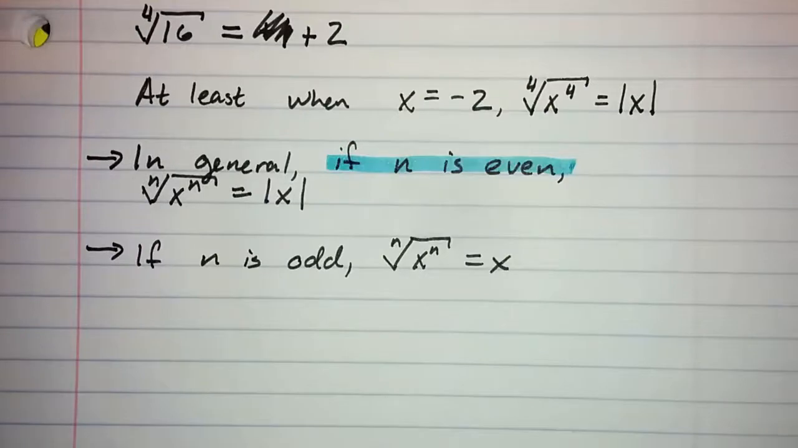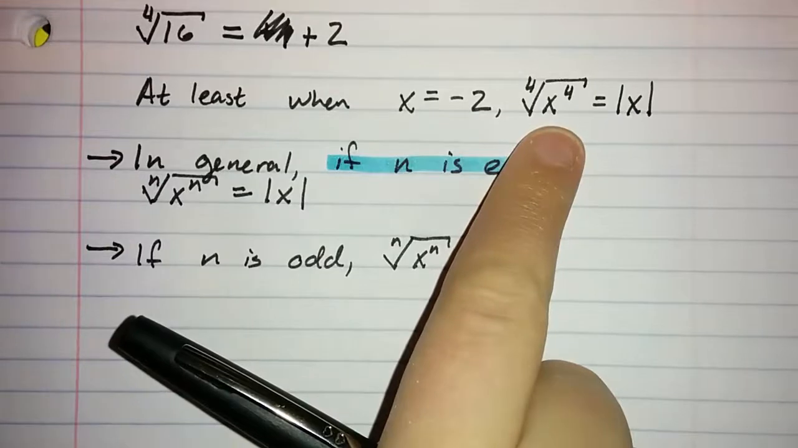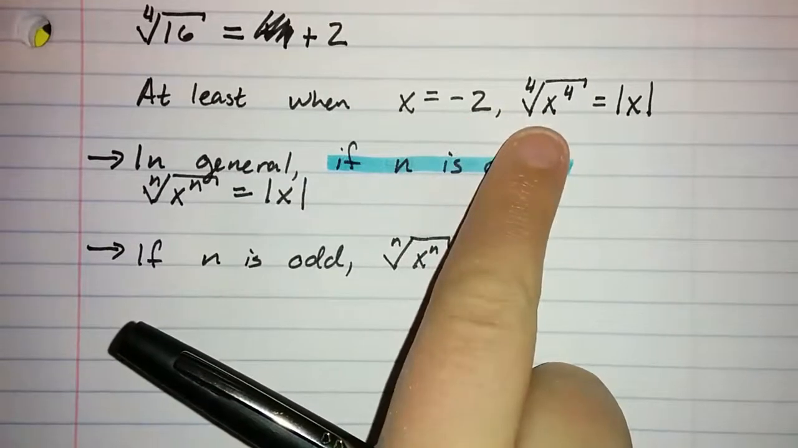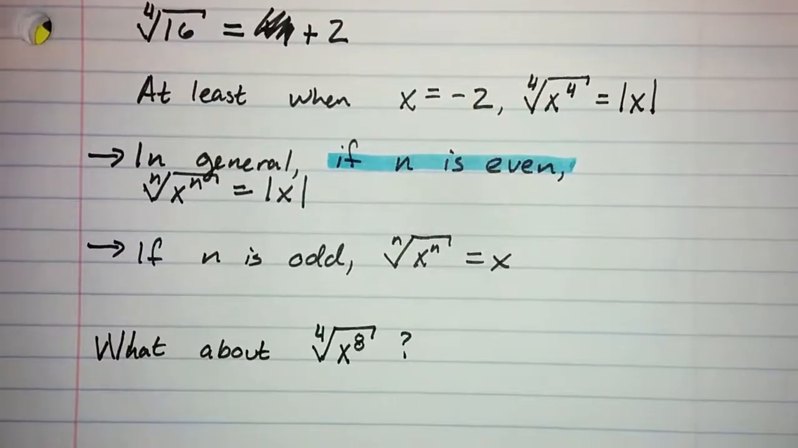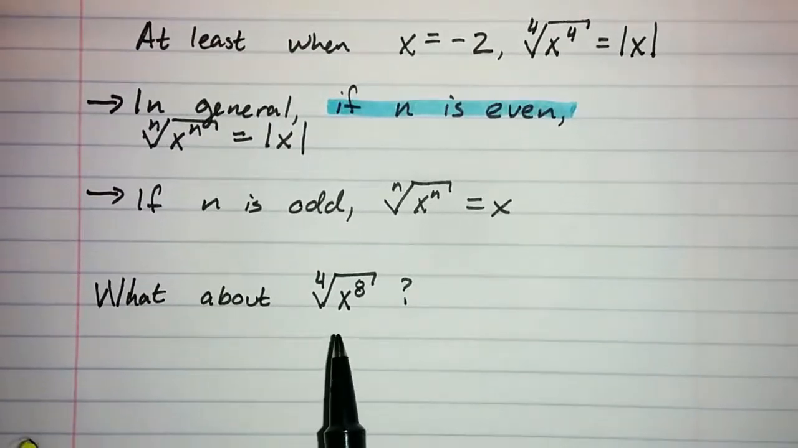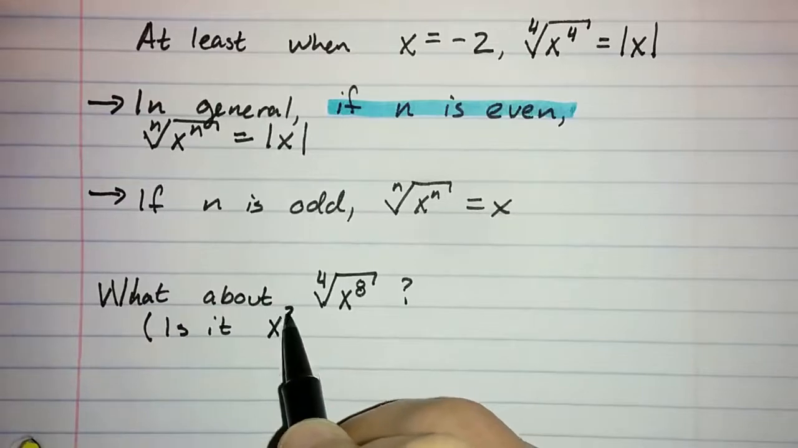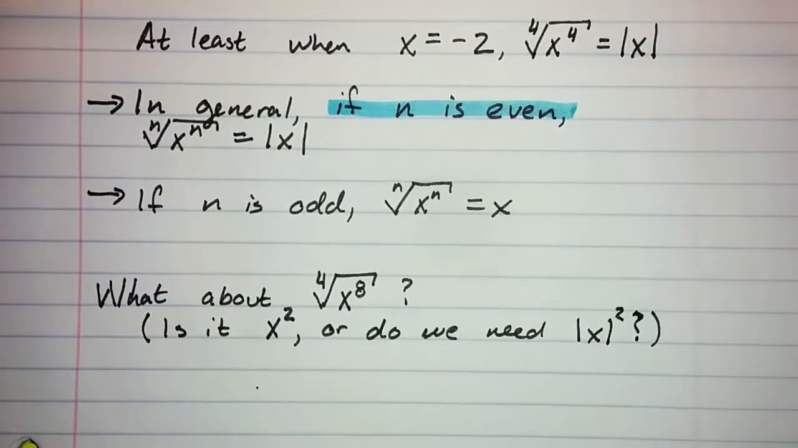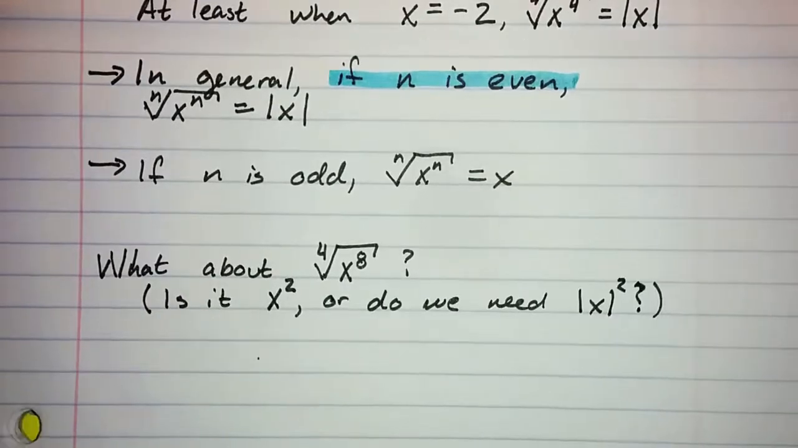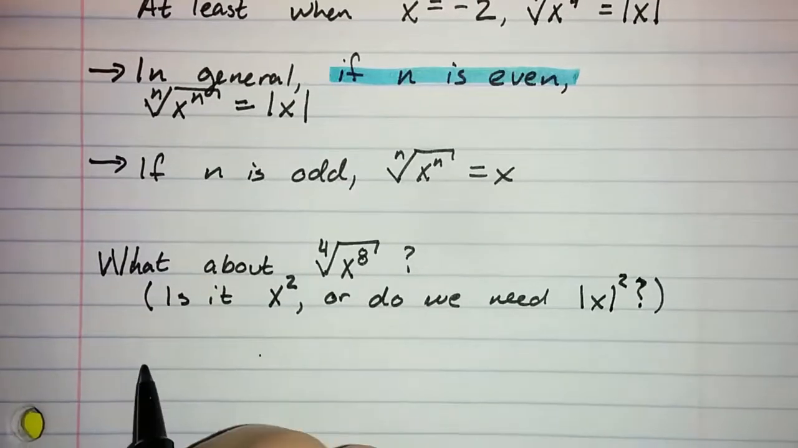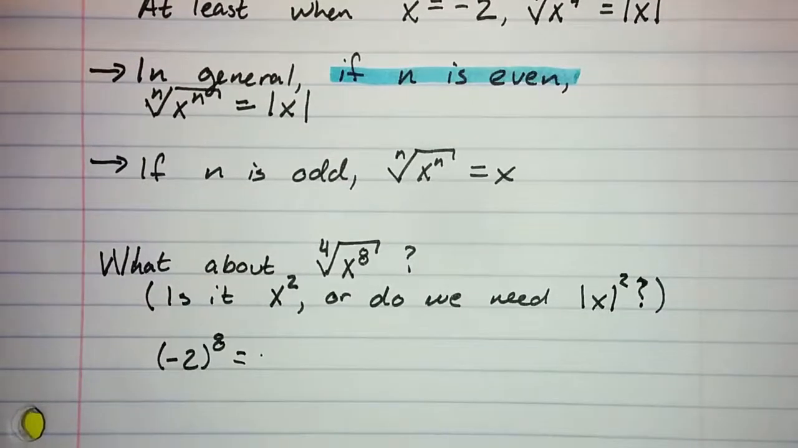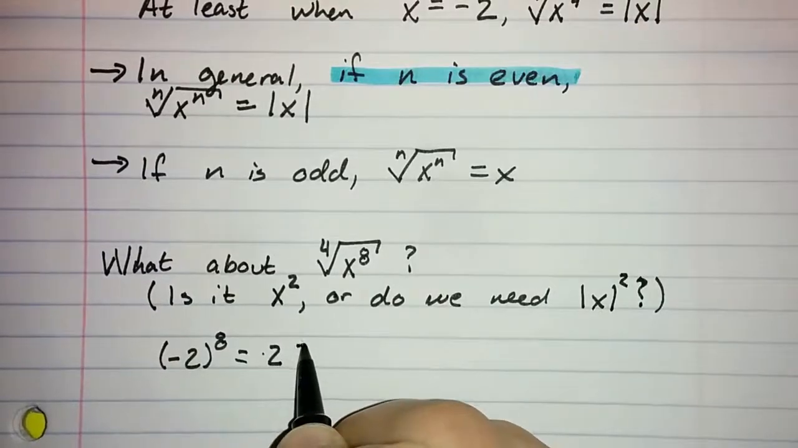Now there's a small simplification to this we can make, because frequently we're not just simplifying the 4th root of x to the 4th. What about the 4th root of x to the 8th? Right. In general, 8 is 4 times 2. So when we were not thinking about signs, we would say it's x squared. But do we need an absolute value here? Well, again, let's look at what happens to negative 2. Negative 2 to the 8th power is 256.